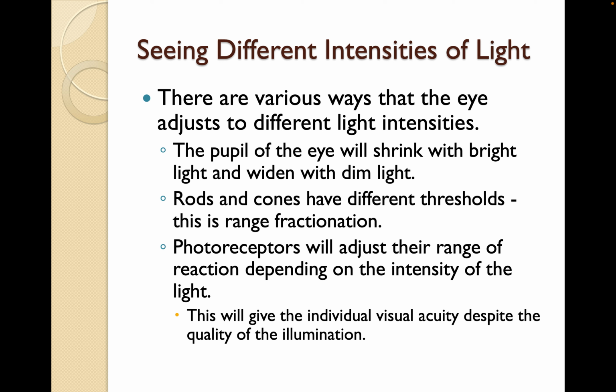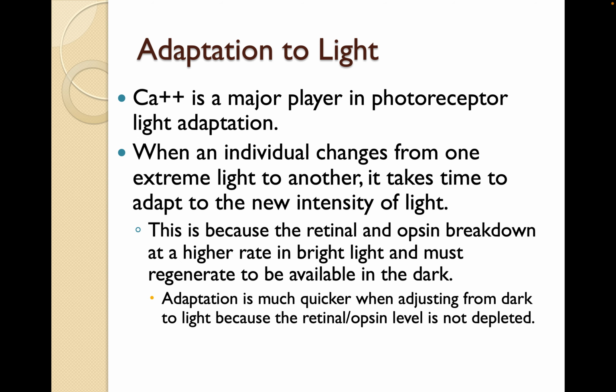There are various ways that the eye adjusts to different light intensities. The pupil of the eye will shrink with bright light and widen with dim light. Rods and cones have different thresholds. This is range fractionation. Photoreceptors will adjust their range of reaction depending on the intensity of the light. This will give the individual visual acuity despite the quality of the illumination.